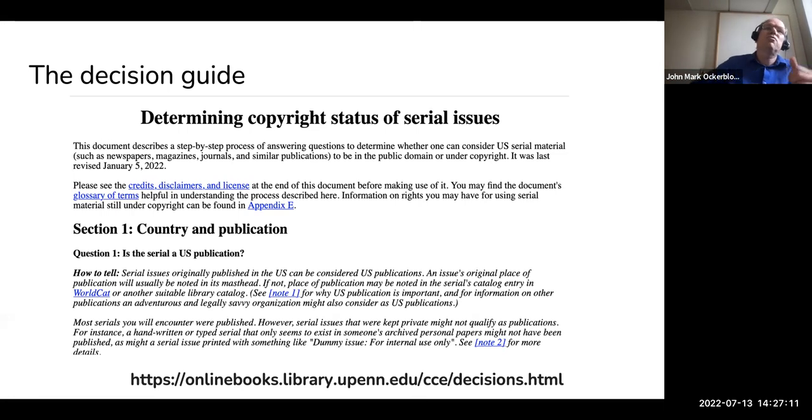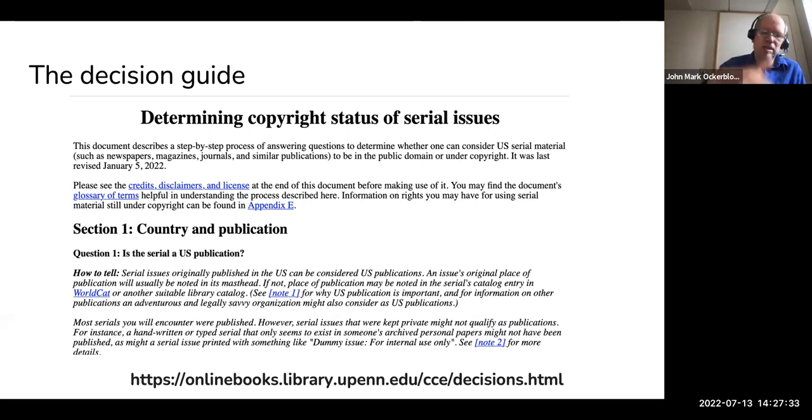And again, it goes through a list of questions, some of which I've mentioned before, such as what country is it from? What renewals do you know about? Have you searched various other things for renewals? And are there various aspects of the journal, such as, is it an annual? Does it have sheet music or other complications that might make your decision not quite so straightforward as normal?